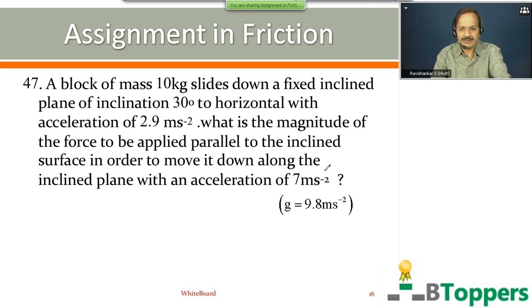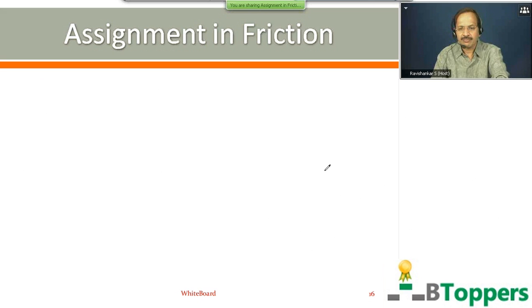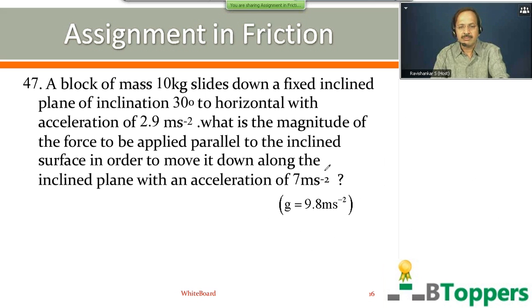See the question number 47. Block of mass 10 kg slides down a fixed inclined plane of inclination 30 degrees to the horizontal with acceleration of 2.9 meter per second square. What is the magnitude of the force to be applied parallel to the inclined surface in order to move it down along the inclined plane with an acceleration of 7 meter per second square?